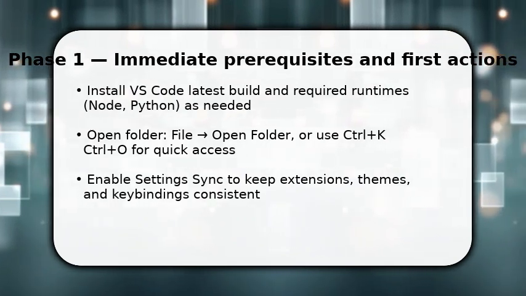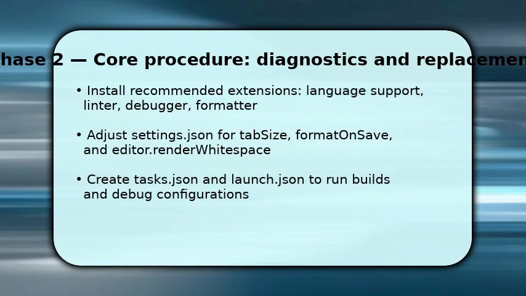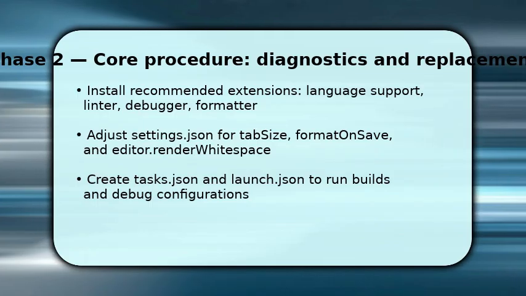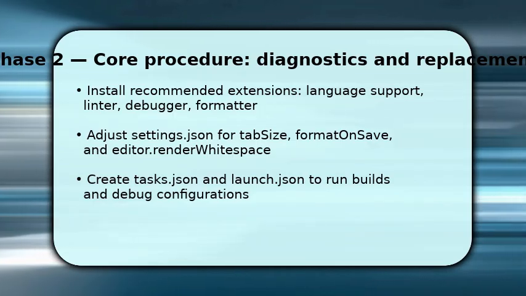Next, customize VS Code so it matches your workflow. Install language extensions, a linter, and a formatter to get instant feedback and consistent code style. Then edit settings.json to set tab size, format on save, and enable useful visuals like render whitespace.